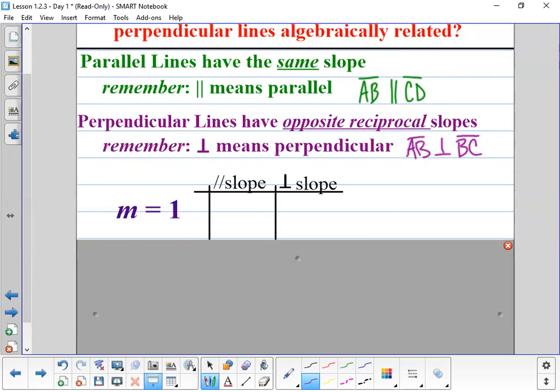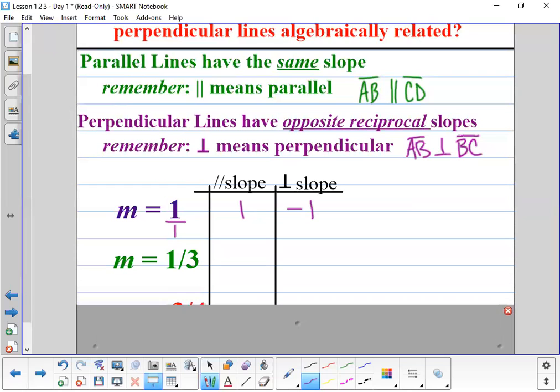Our first entry into this table is, what if the slope is 1? That was one of those instances that we investigated in the Desmos activity. Any line that is parallel to this line that has a slope of 1 will also have a slope of 1. Remember, parallel lines have the same slope. And if I find the opposite reciprocal of 1, since 1 is positive, the opposite would be negative. And then anytime I have a whole number, I can think of it as a fraction by putting it over 1. So really you would have 1 over 1. But when I find the reciprocal of that, it still is just 1 over 1. So the opposite reciprocal would be -1.